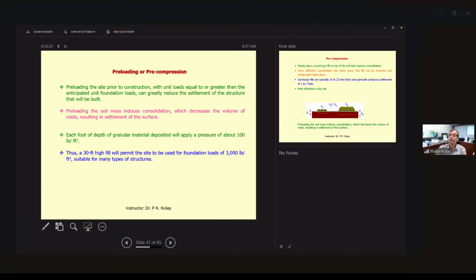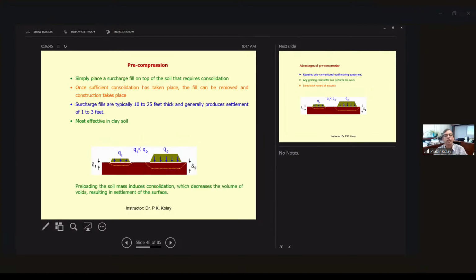Sometimes if the soil is very soft, even 30 feet or 10 feet, you just put soil and then the soil is going to fail. So in that case, you cannot use that heap of soil, because the soil cannot even take that load. So in that situation, the vacuum consolidation will be suitable. So pre-compression, as I mentioned, is simply a placement of surcharge fill on top of the soil that requires consolidation, and just leave it. Once sufficient consolidation takes place, the fill can be removed and construction takes place.